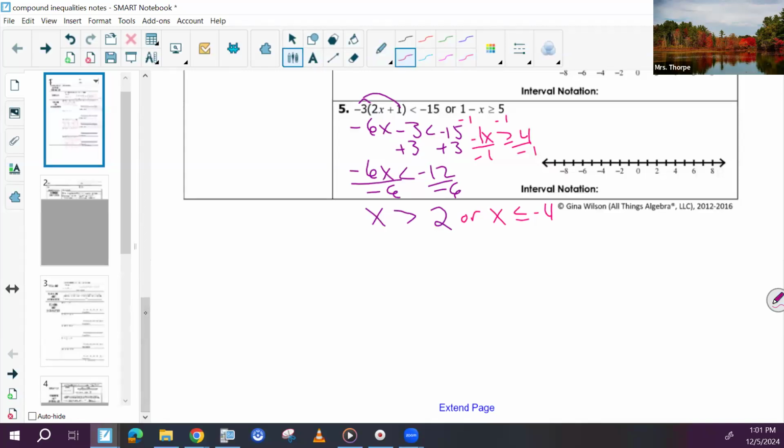So the first one, x is greater than 2. So open at 2, going to the right. And then close at -4, going to the left. And that interval notation, start at negative infinity, end at -4, square bracket, or the u, start again at 2, end at infinity.